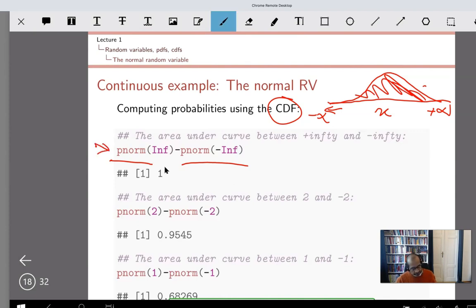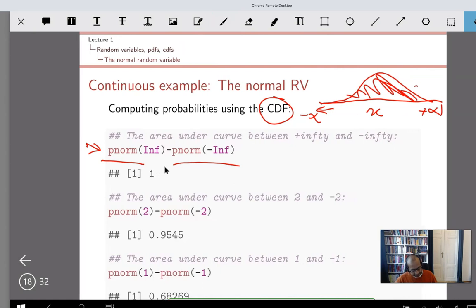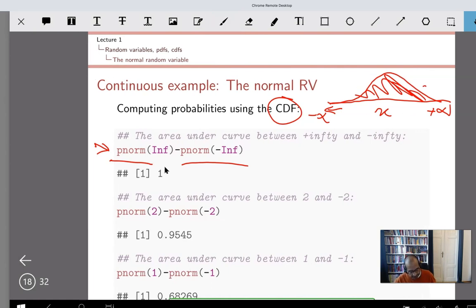Similarly, now I can ask a more sensible question. What is the probability of observing something between +2 and -2? I can ask that question using the cumulative distribution function, right? I compute the cumulative probability of observing everything below 2 and subtract from that the probability of observing anything less than -2. Okay, and that gives me the probability of observing values between 2 and -2.